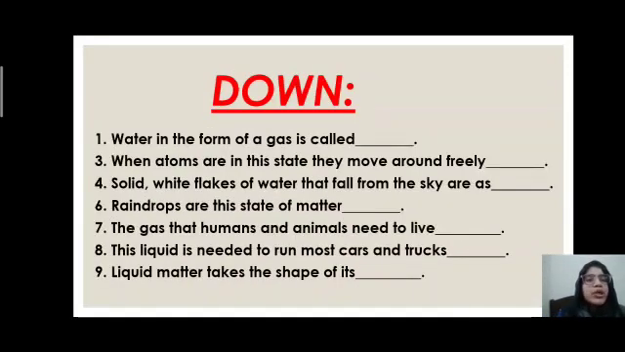Now moving on towards the blank of down, the vertical blanks. The first blank is water in the form of a gas is called. For example, if you put water on a stove and you give it temperature, so what will happen? The water starts boiling, and at 100 degrees Celsius, the water completes boil and it starts to evaporate. So what is the gaseous form of water? You have to write down the answer of gaseous form of water.